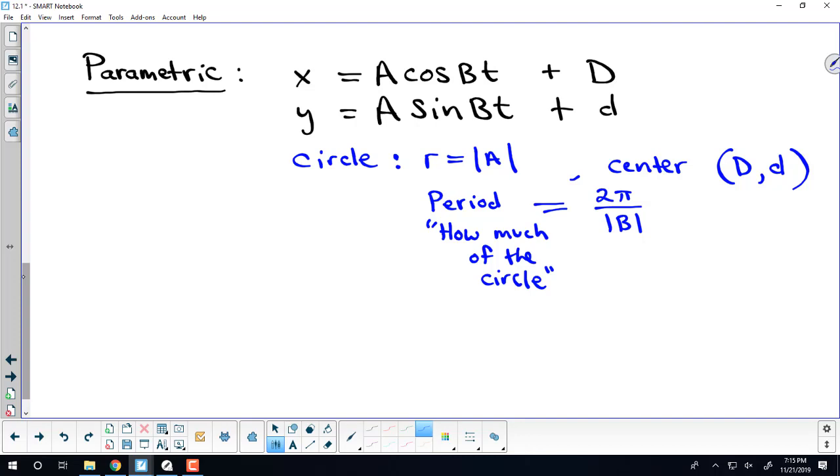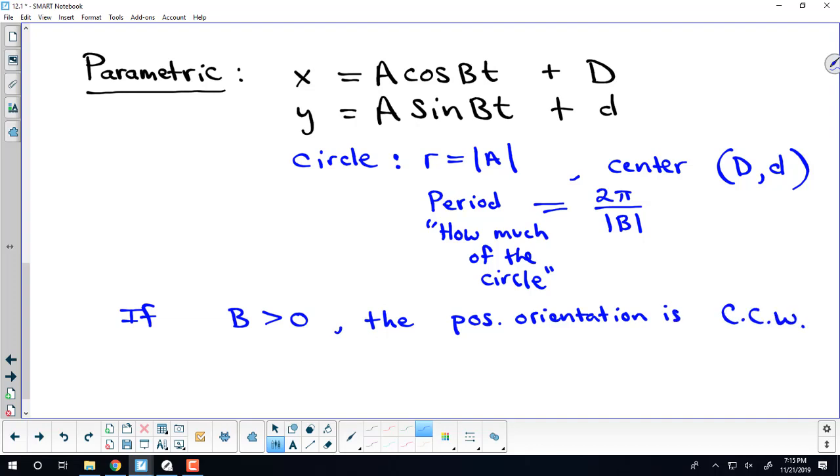So if x is the cosine and the y is the sine, in this setting, let's say if capital B is positive, the positive orientation is counterclockwise. And if B is negative, it's clockwise.